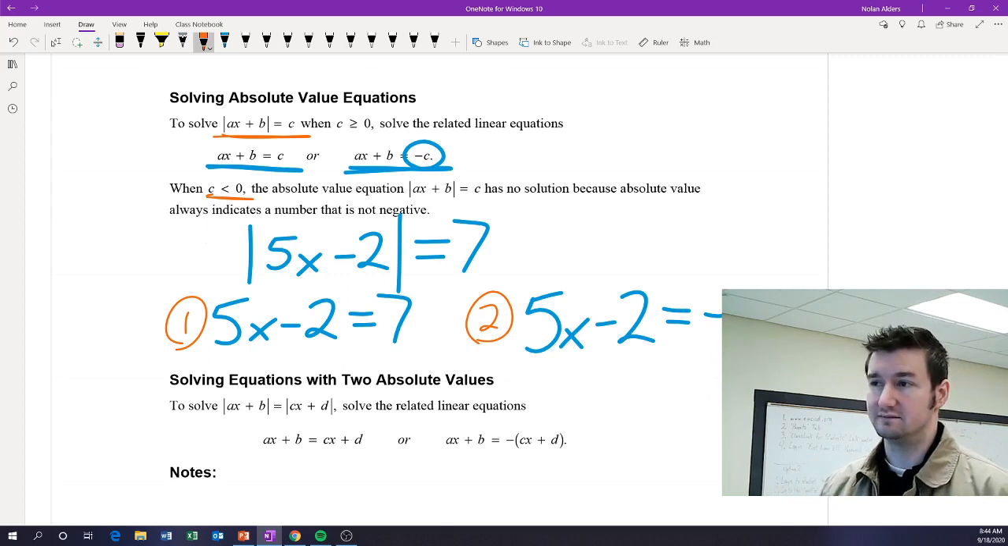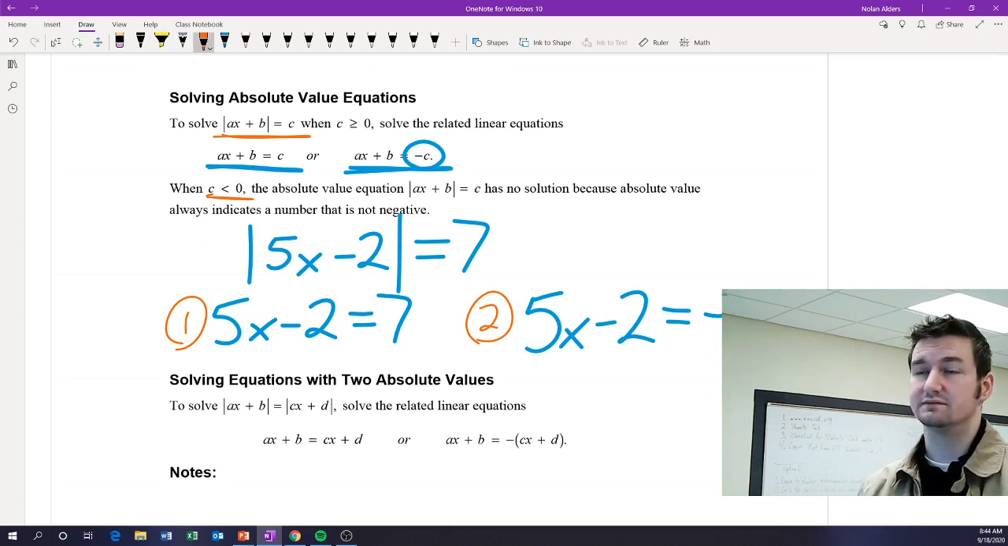If c is less than 0, then the absolute value equation has no solutions, because that goes back to our properties. Remember, the absolute value of a number can't be negative.